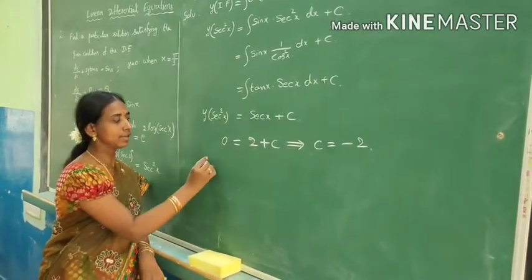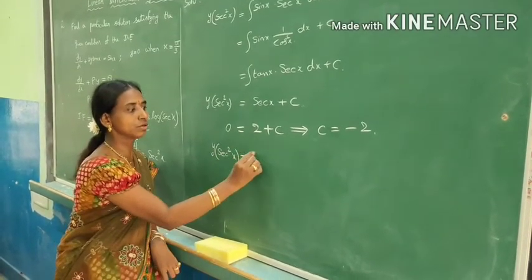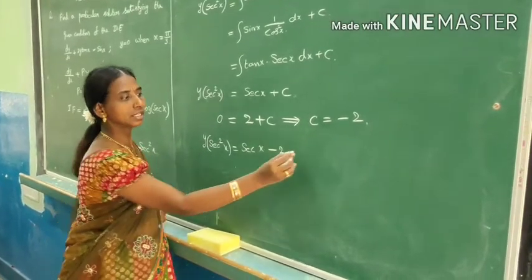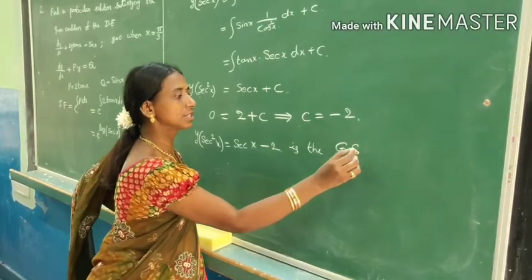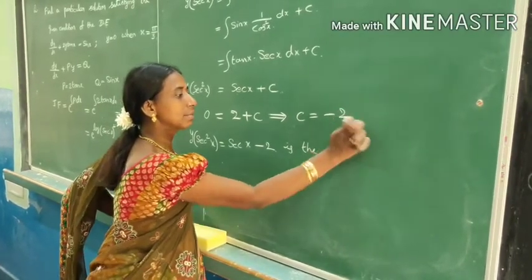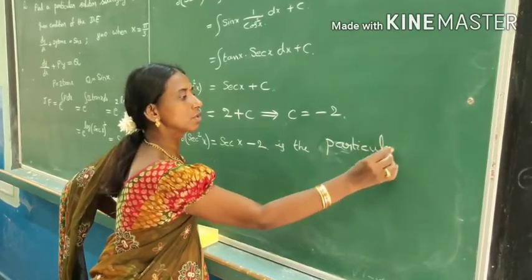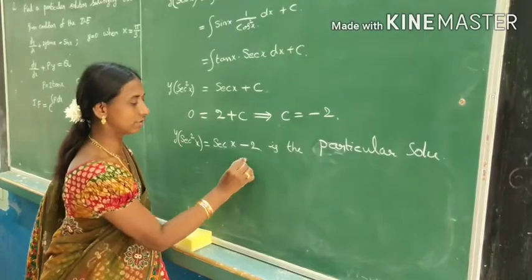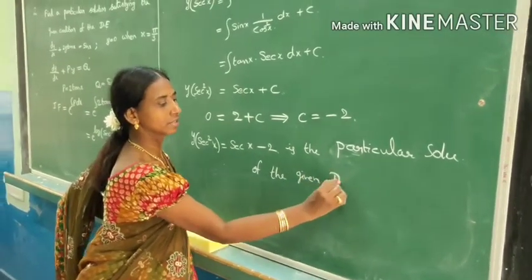Substitute back the value of c. Y into sec square x is equal to sec x minus 2. It is the particular solution of the given differential equation.